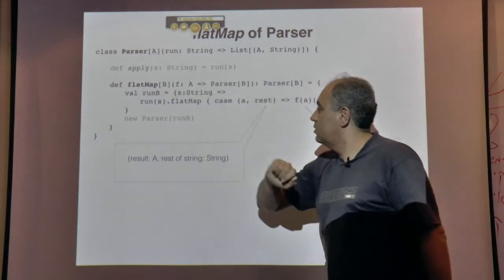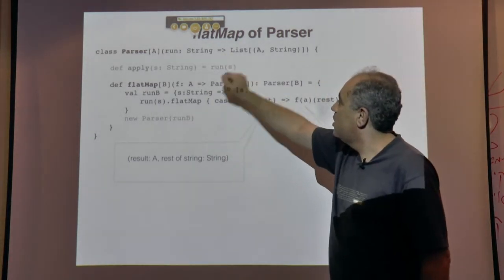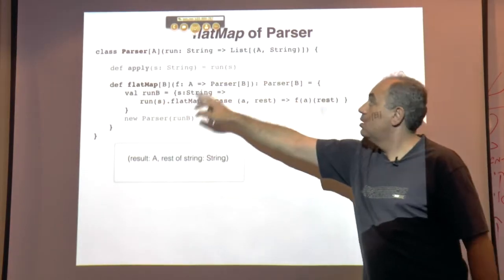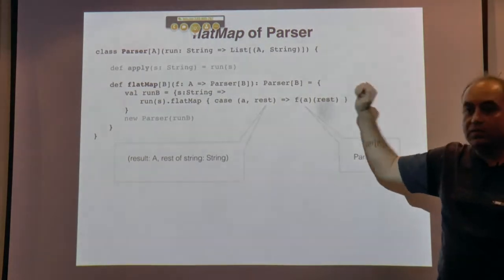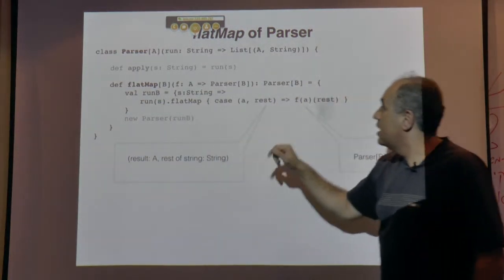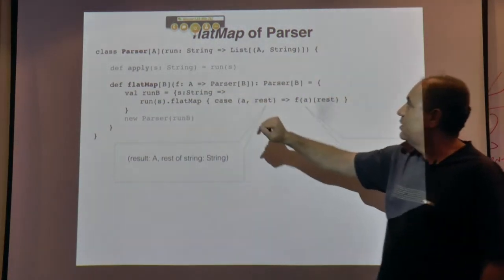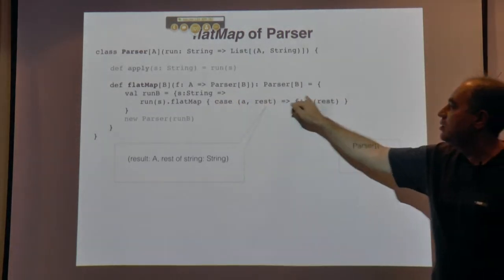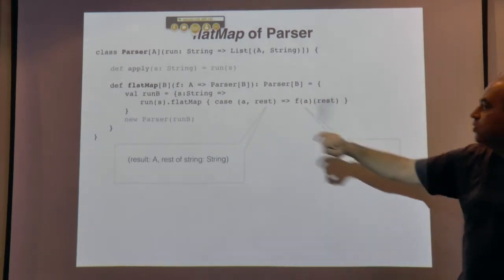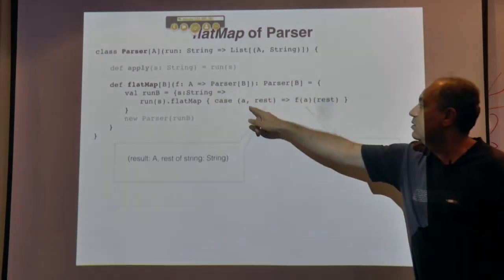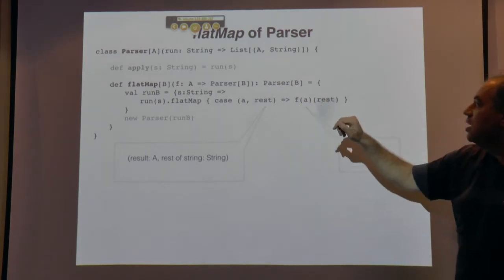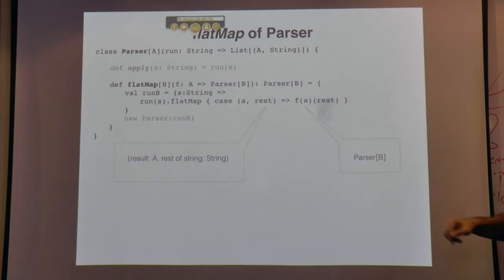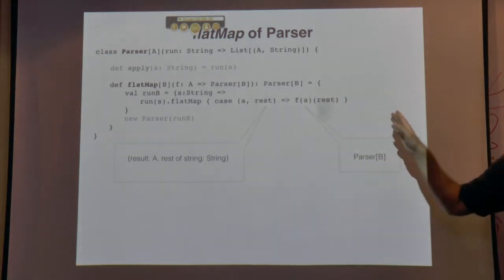And what is the return type? What does it yield? A list of pairs. And now for each element of the list, for each pair, we apply this function. So for each pair, we take the first field, which is the result, apply f to create a new parser b, and apply it to the rest of the string.